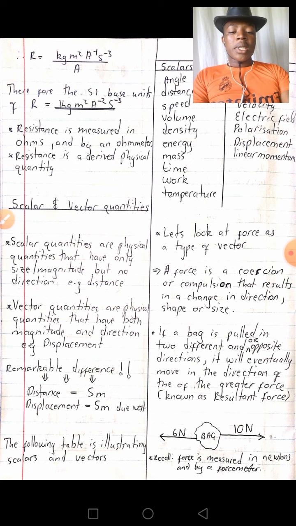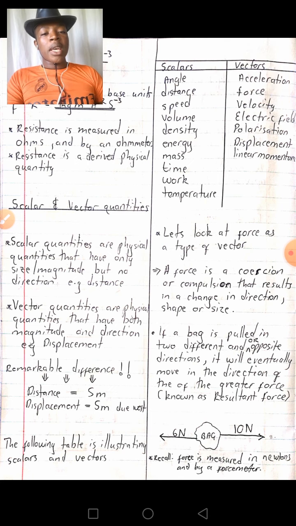The following table is illustrating scalars and vectors. We've got scalars on the left hand side, vectors on the right hand side. For scalars, we've got angle, distance, speed, volume, density, energy, mass, time, work, temperature. For vectors, we've got acceleration, force, velocity, electric field, polarization, displacement, linear momentum.